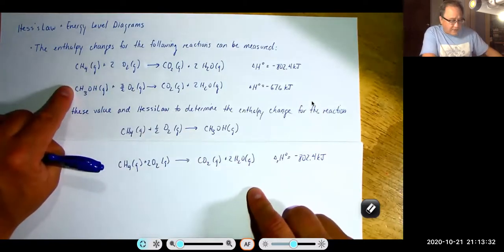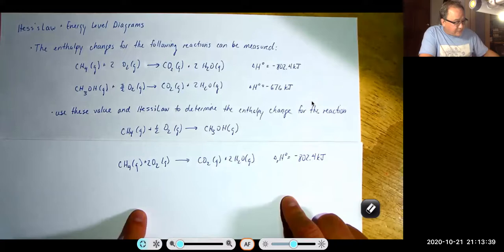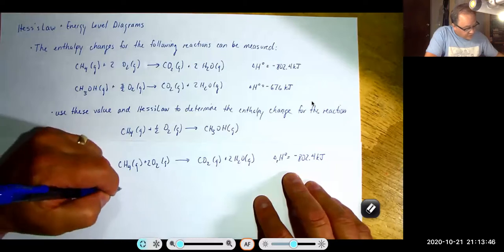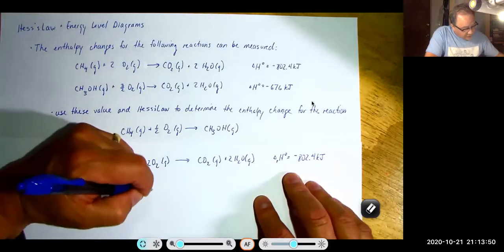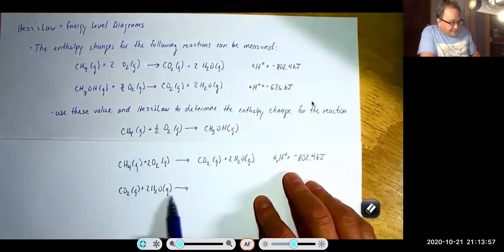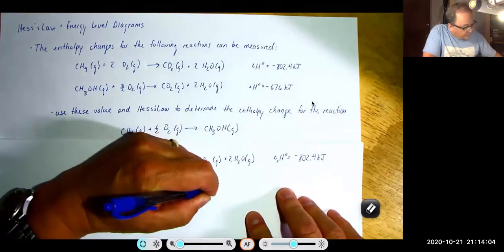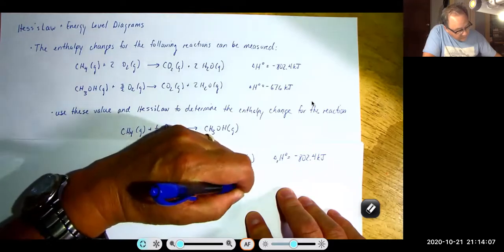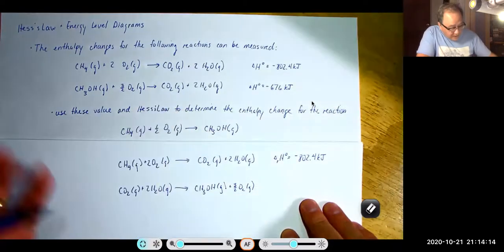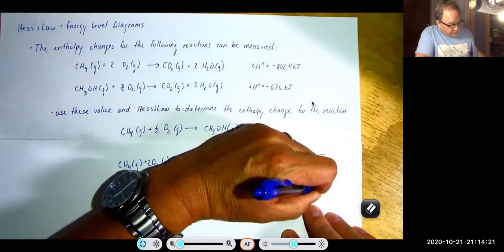So I like the idea that there's one methanol here and one methanol here, but I don't like the idea that it's a reactant here and it's a product here. Since I'm trying to make this match this reaction, I'm going to reverse the reaction. So I'm going to write CO2 gas plus 2 H2O gas. And so by reversing it, I'm taking the products of this reaction and writing them as reactants. And I'm going to take the reactants and write them as products. Okay, what do I do to the enthalpy change? Since I am writing the reaction in reverse, I reverse the enthalpy change. So it becomes positive 676 kilojoules.